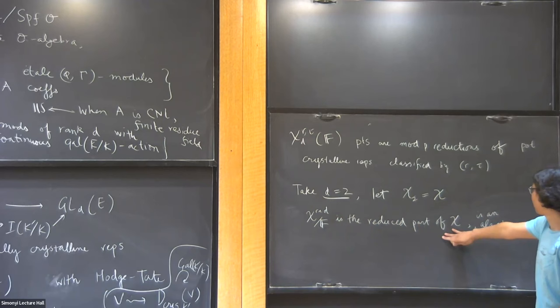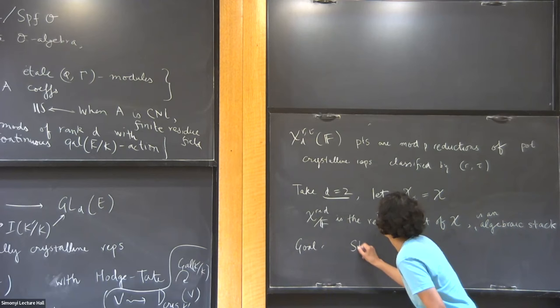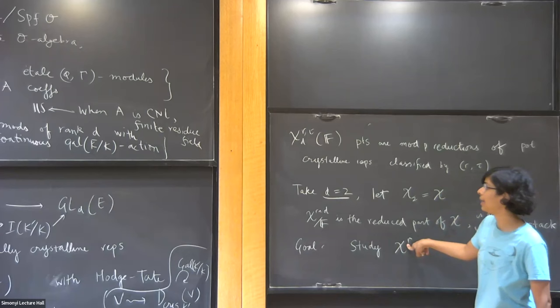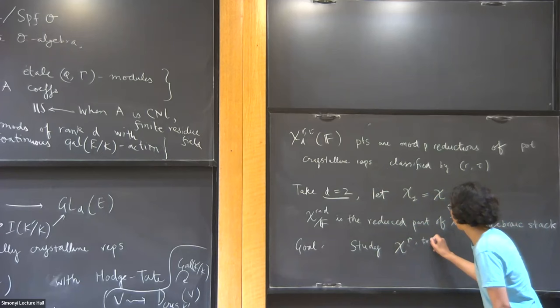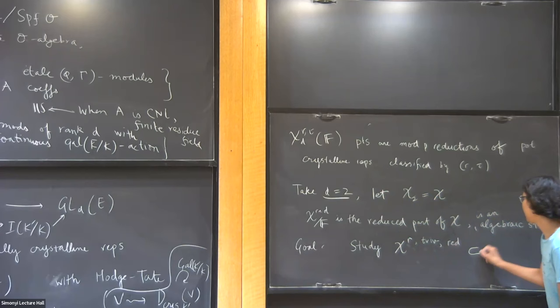And right, so here's my goal. Study the X. I take some Hodge-Tate weights R. I take the trivial tame type, trivial inertial type, and I take the reduced locus of this X^{R, trivial}, and I study this inside of X reduced. Right, so this is what we're going to be talking about today.